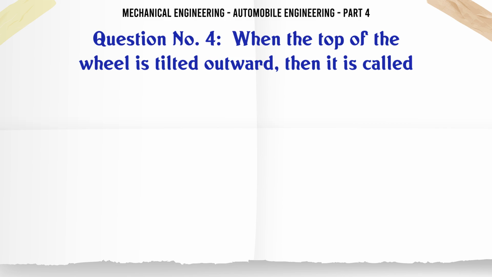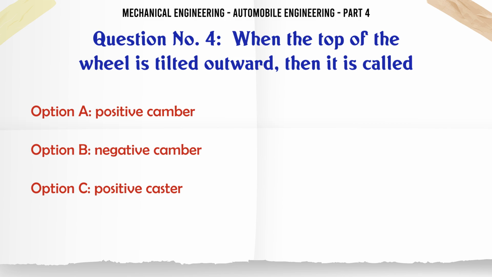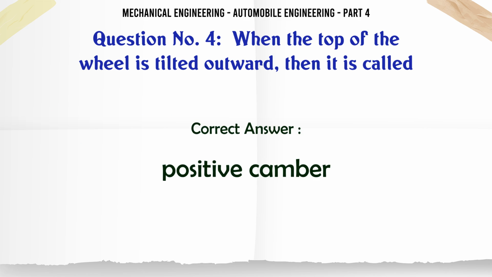When the top of the wheel is tilted outward, then it is called A. positive camber. B. negative camber. C. positive caster. D. negative caster. The correct answer is positive camber.